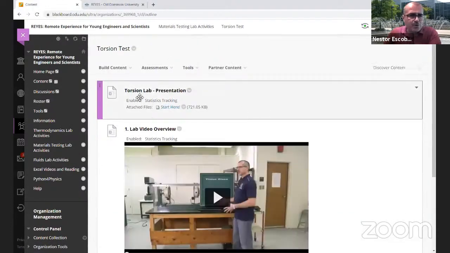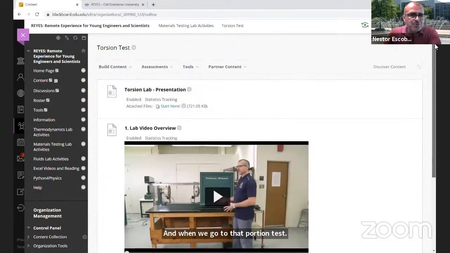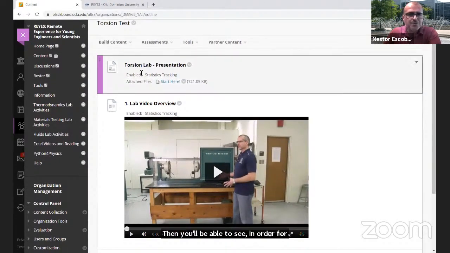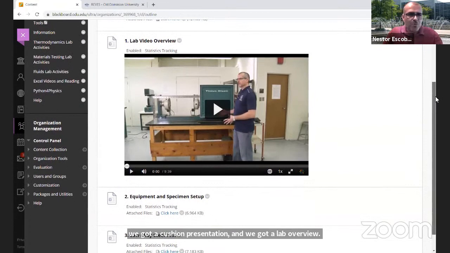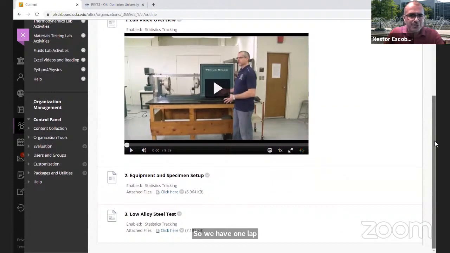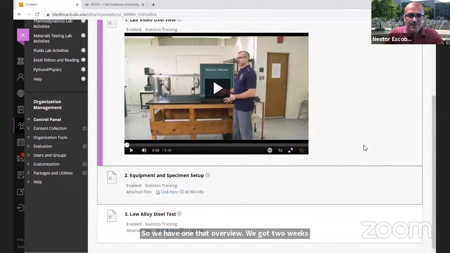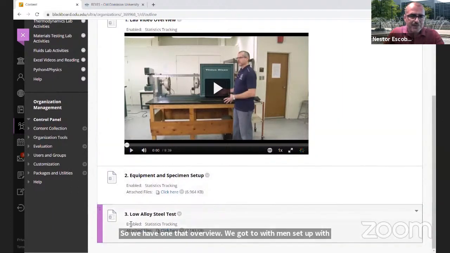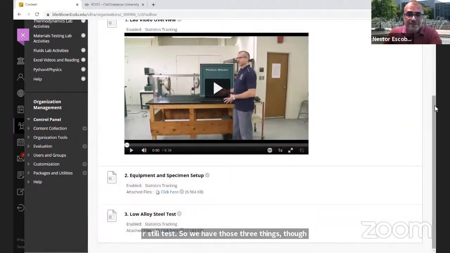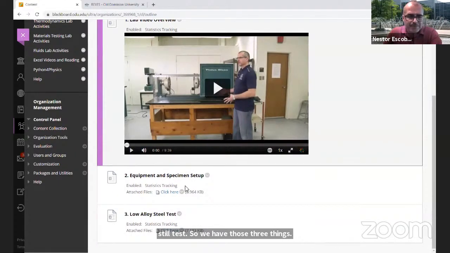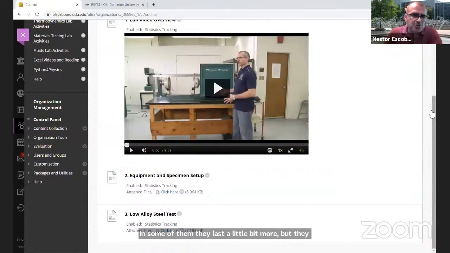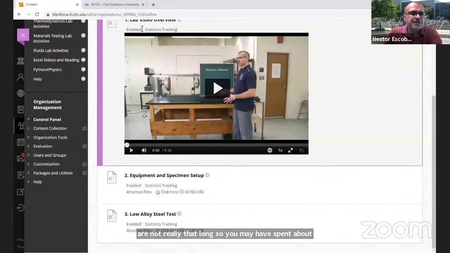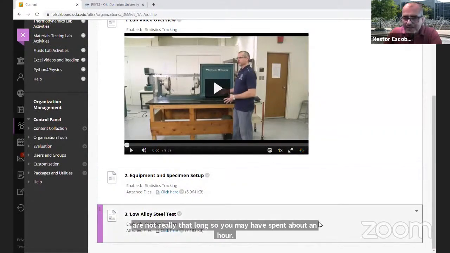And when we go to the torsion test, then you'll be able to see a number of folders in here. We got a torsion presentation and we got a lab overview. So we have one lab overview. We got two equipment setup, equipment and specimen setup, and three low alloy steel test. So we have those three things. Those are videos, and some of them last 10 minutes, and some of them a little bit more, but they are not really that long. So you may spend about an hour watching 1, 2, and 3.